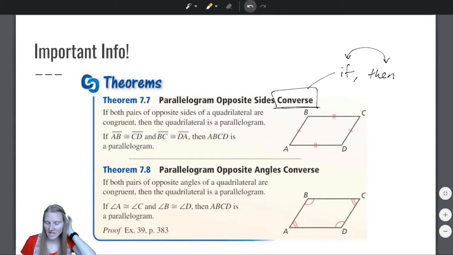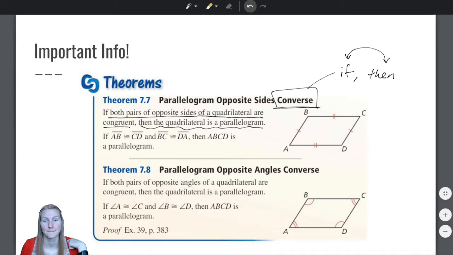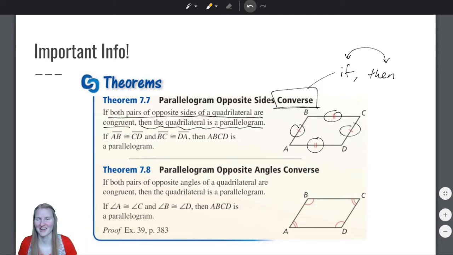So, if both pairs of opposite sides of a quadrilateral are congruent, then the quadrilateral is a parallelogram. So if opposite sides are congruent, then I have a parallelogram. So it goes both ways. If I know I have a parallelogram, the opposite sides have to be the same. And if both pairs of opposite sides are the same, oh, then this has to be a parallelogram. And you can also prove this with the congruent triangles that we learned about in chapter 5.